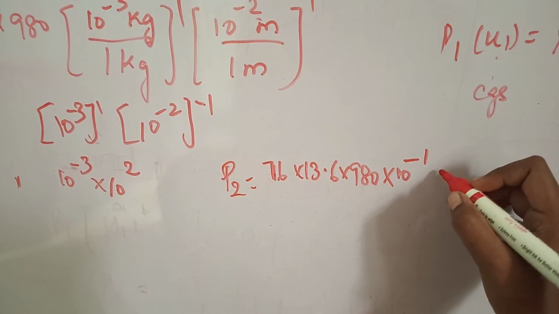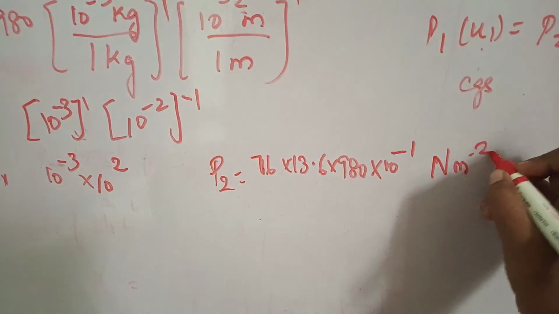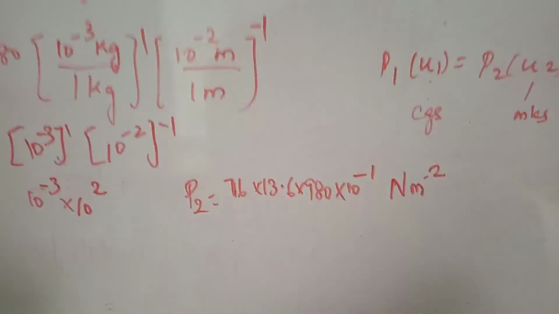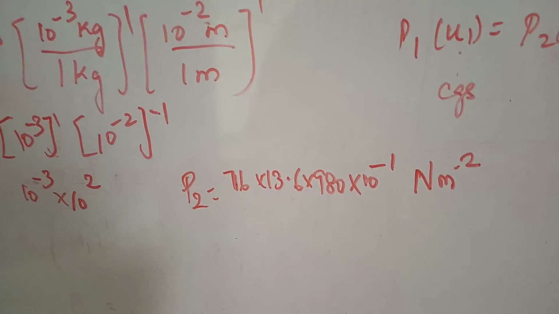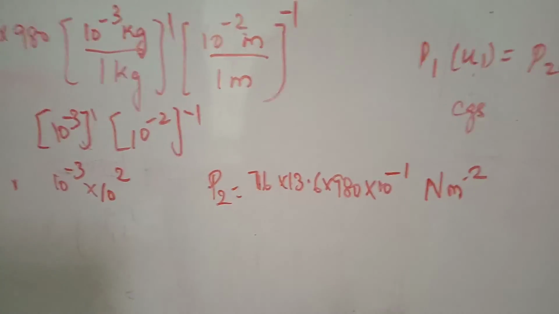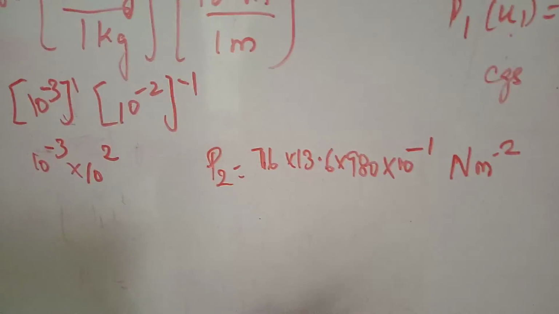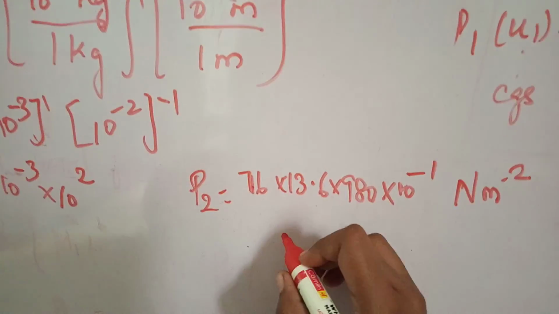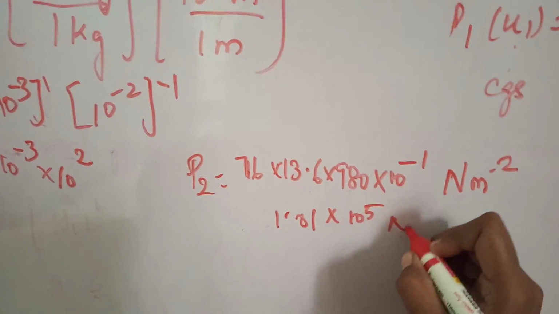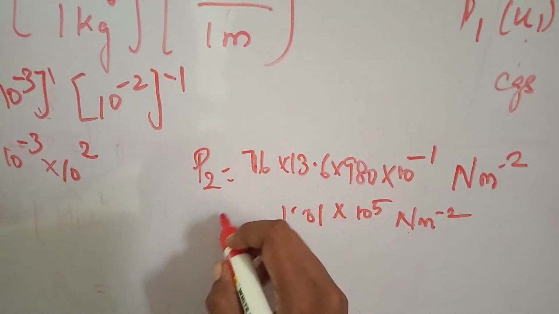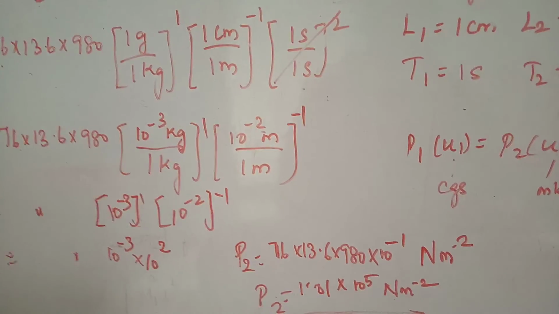So it is in the MKS system now, which is Newton per meter square. The pressure value in the MKS system is Newton per meter square. So when you multiply all this, you will be getting 1.01 into 10 to the power 5 Newton per meter square. So this is how we have converted the value of pressure from the CGS system into the MKS system.